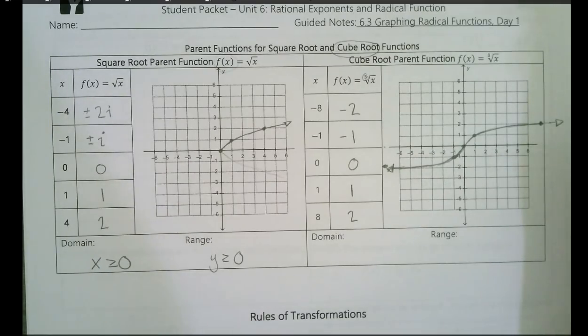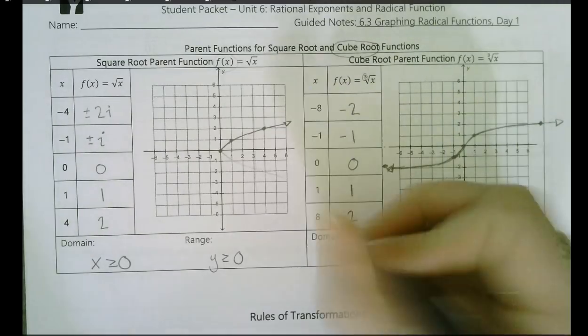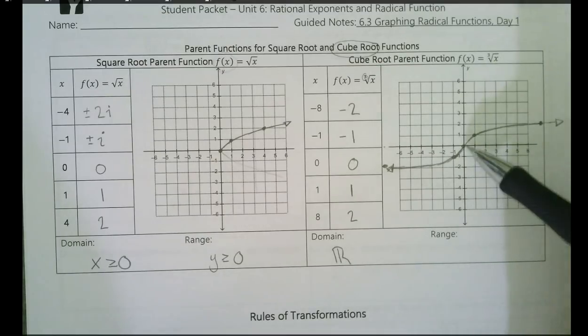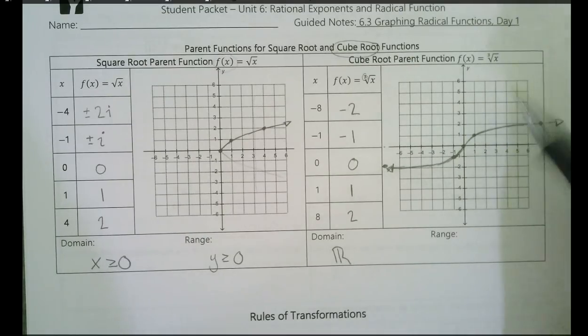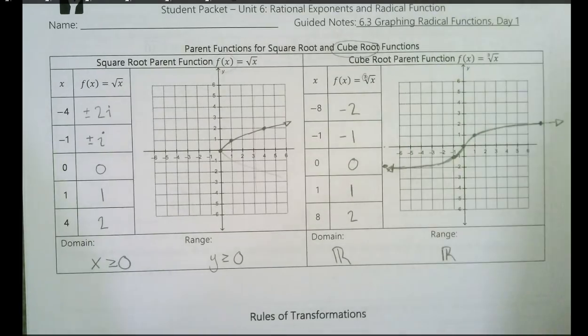Now for this one, I was able to plug negative numbers in and get real values out. So our domain is all real numbers. And for our range, I could go up and down to any value and still find a point on my graph, so our range is also all real numbers.